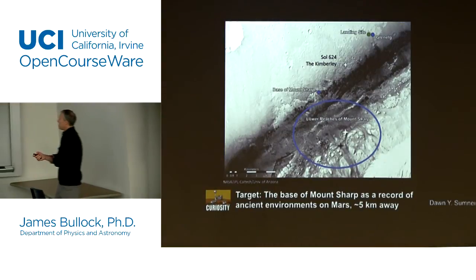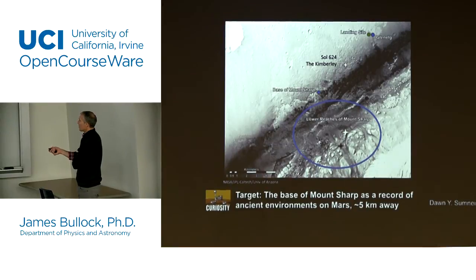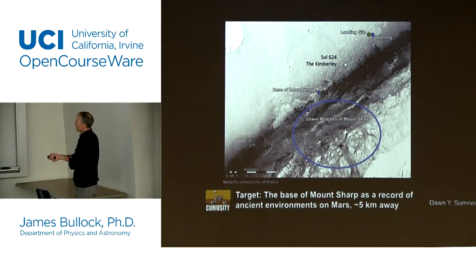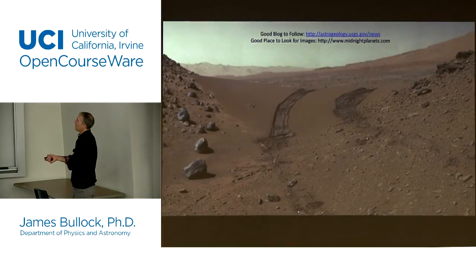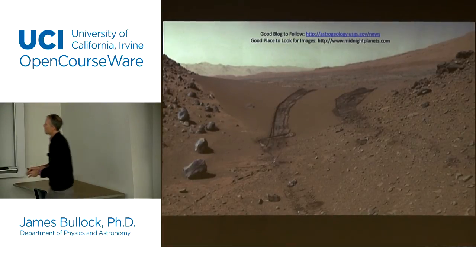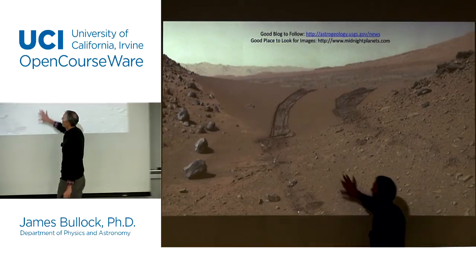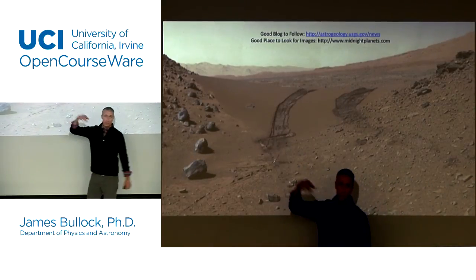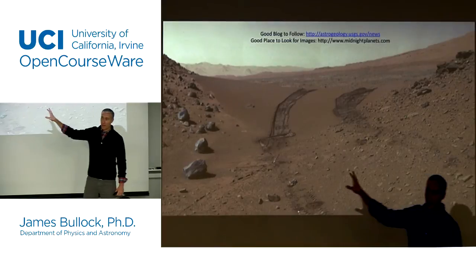One of the things that it wanted to do was go to the base of this mountain called Mount Sharp. That was 5 kilometers away, and it takes the rover quite a long time to travel 5 kilometers. This is just an image where the rover had driven across the surface of Mars, and you can see its tire tracks that it left on the surface, and it just turned around and took a snapshot of it.